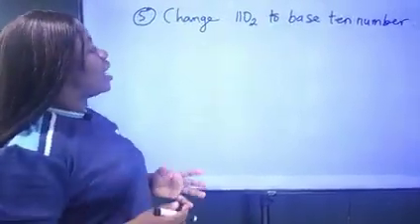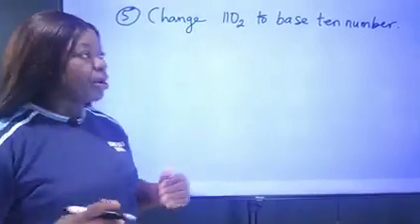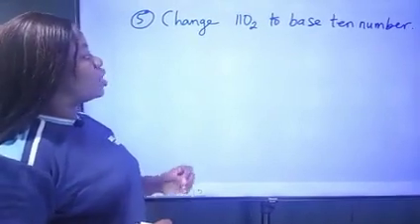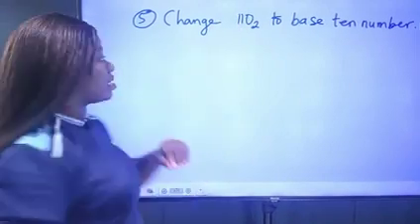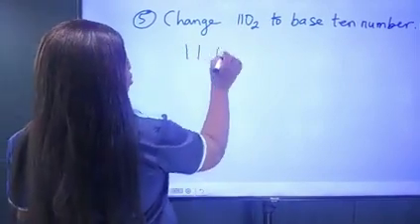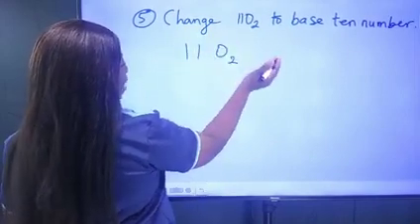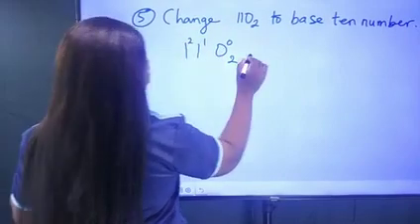Now number 5, change 110 base 2 to base 10 number. Now when converting to base 10, the first thing you need to do is to give each of these digits an index. So that will be 110 base 2. So we are going to number these digits with an index from the right to the left. So that will be 0, 1, 2.